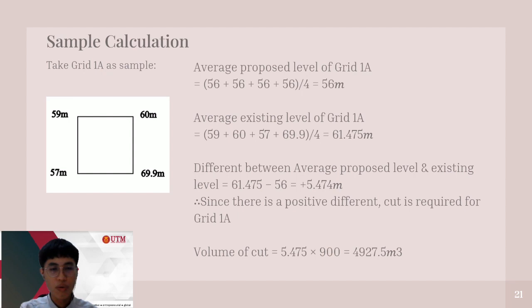We use grid 1A as our sample calculation. So let us have a look now. First, we need to find out the average existing level of the grid from the contour line. After that, we find out the average proposed level at the grid also. We find out the difference between the average proposed level and also existing level. If there is a positive difference, it means that the area is higher than the proposed level, so a cut is required at the grid area, and if there is a negative difference, it means that the area needs to have a fill, because it's lower than the proposed level.